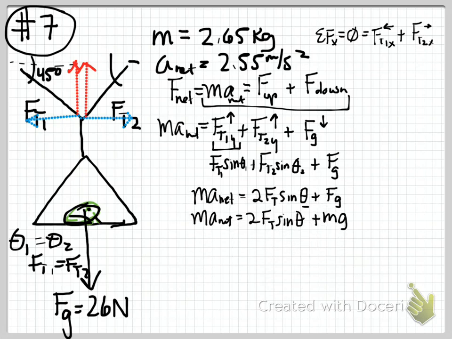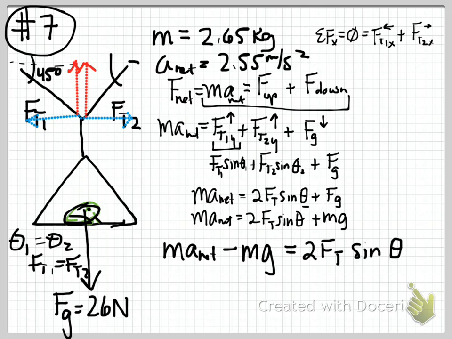Okay, so now we can start doing algebra. We have f of t as an actual variable that we can isolate. So mass times net acceleration minus mass times gravity equals 2 f of t sine theta. So you just divide.